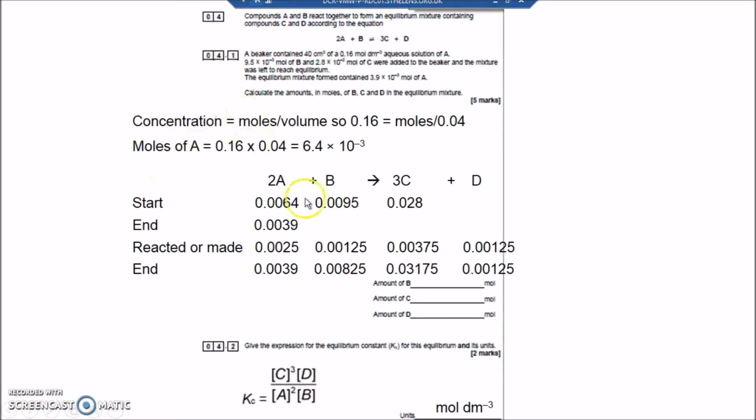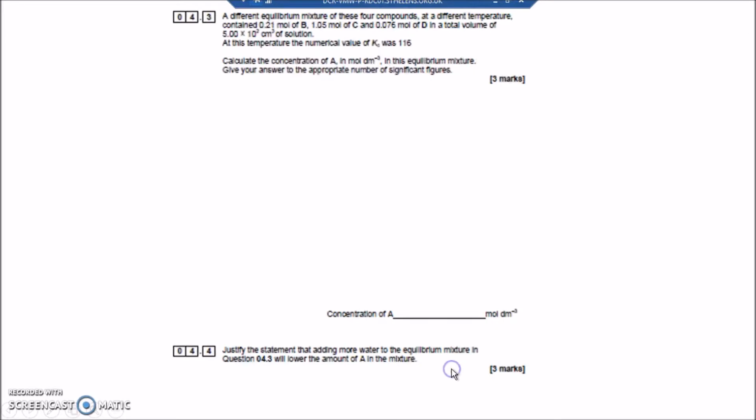Before I do question 4.2, I just want to point out that the units are moles per decimeter cubed on 4.1 that I missed off on the last video. So I've got moles per decimeter cubed, moles divided by decimeter cubed as a concentration. I've got 4 concentrations on the top, and I've got 3 concentrations on the bottom. So 4 concentrations on the top divided by 3 concentrations on the bottom leaves 1 concentration on the top, 1 mole per decimeter cubed on the top.